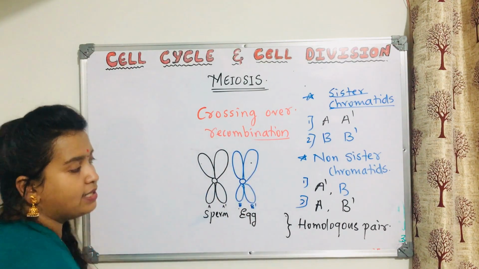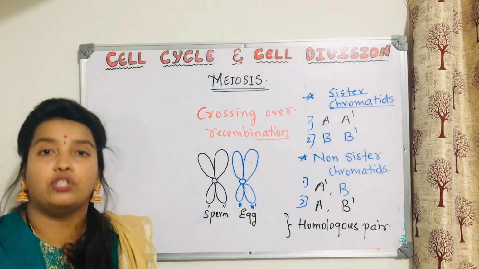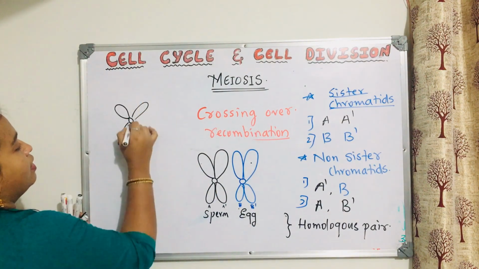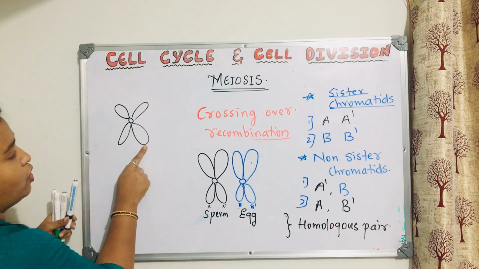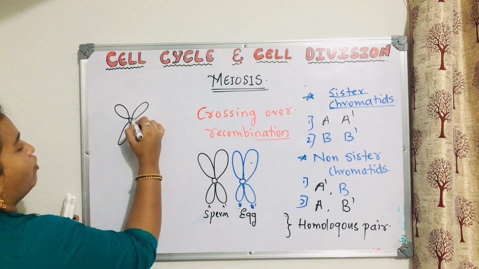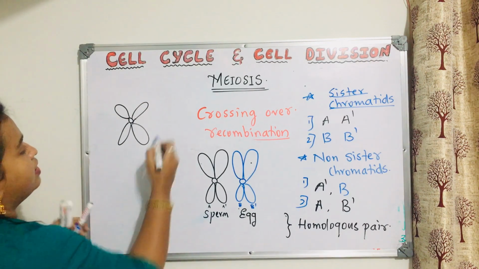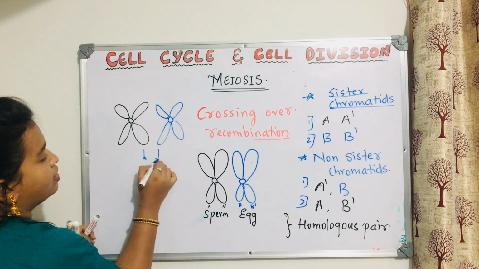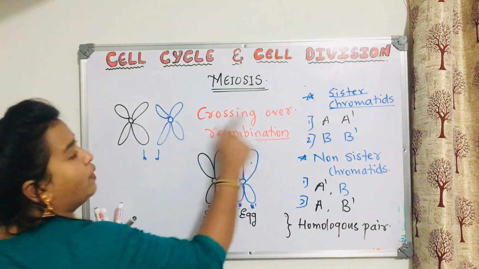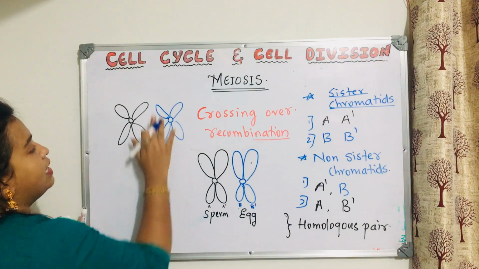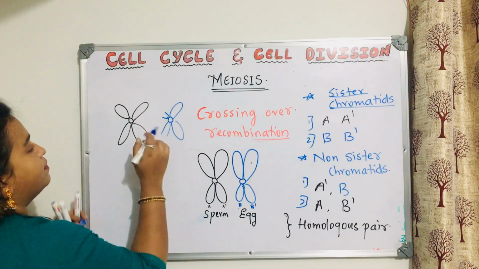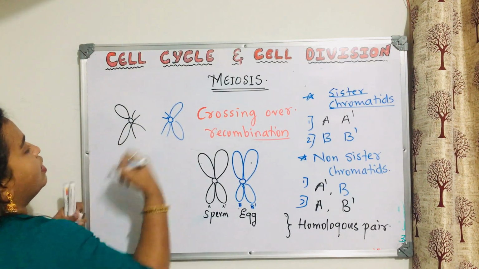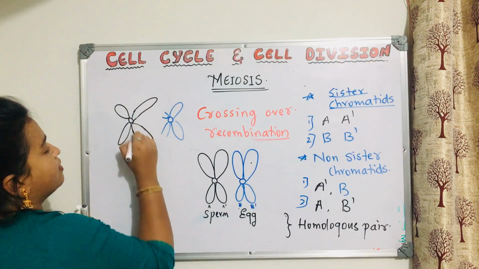What will happen in crossing over is that non-sister chromatids will overlap with each other. I will show it here. So this is one chromosome like this. This and this are non-sister chromatids. Now what does crossing over mean? I'll show you what will happen: these non-sister chromatids will cross like this.